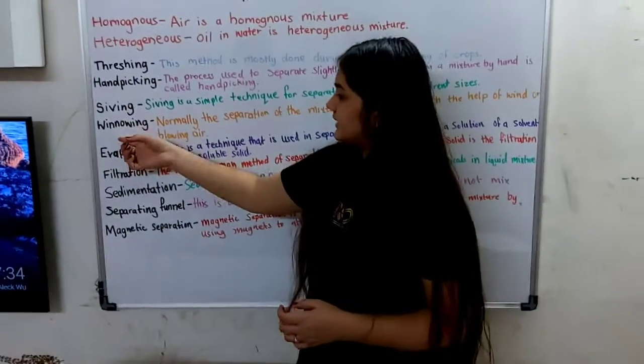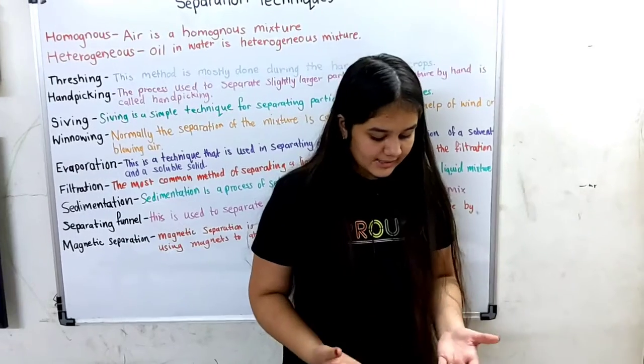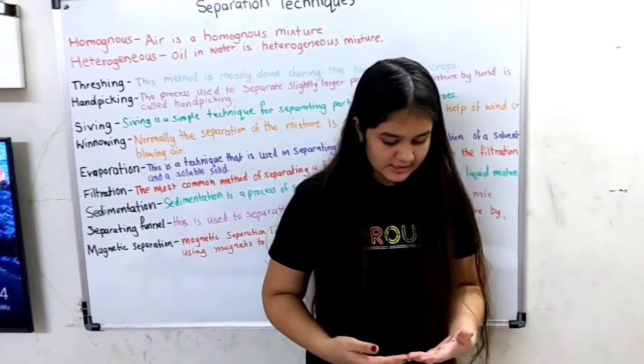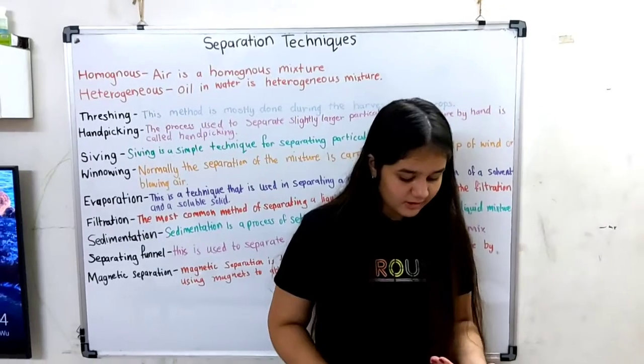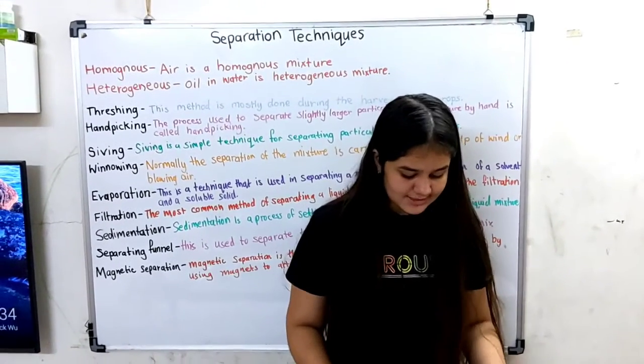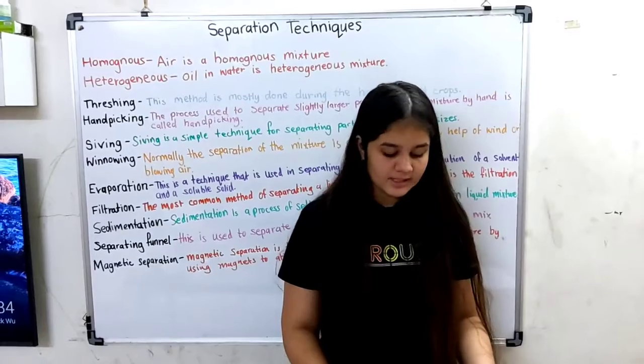Now, the next technique is winnowing. When the grains are collected from the process of threshing, they need to be cleared of husks and sheaves before being turned into flour. Normally, the separation of the mixture is carried out with the help of wind or blowing air.